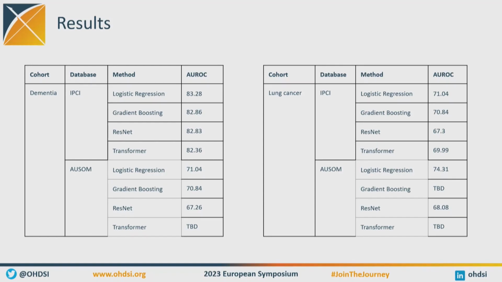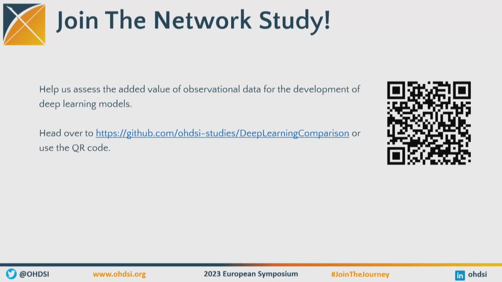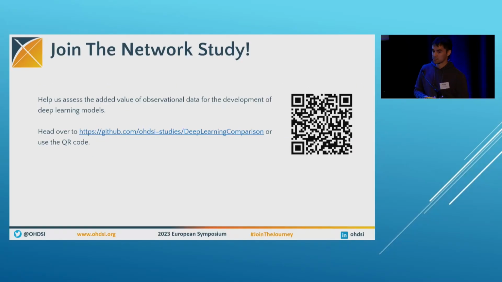Well, we have a couple of blanks here. This is because this is an ongoing study. So I'd like to invite you, if you're interested, to join the study at this study repository. There's just one requirement: you will need a GPU to run this. Otherwise, the deep learning models will take an unreasonable amount of time to fit. And yeah, help us assess the added value of observational data for the development of deep learning models. Thanks.